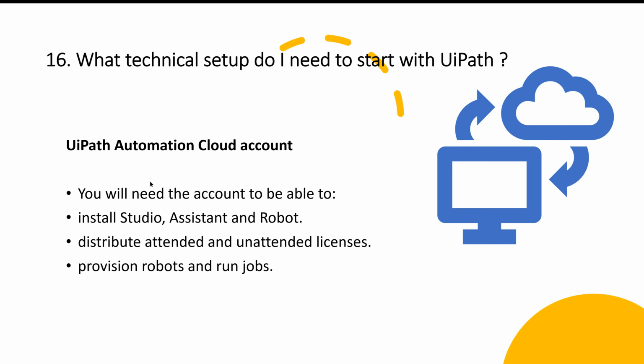So this is the first prerequisite, and then you will need the account to be able to install Studio, Assistant and Robo. We have already covered what Studio, Assistant and Robo refer to. So if you want to learn from the beginning, you can use the playlist for beginners on our channel. And then distribute attended and unattended licenses. Inside the Automation Cloud account, there will be an option to distribute the available licenses for attended and unattended. Next, provision robots and run jobs. So this is the technical setup which is mandatory in order to start with UiPath. Now, move on to the next question.